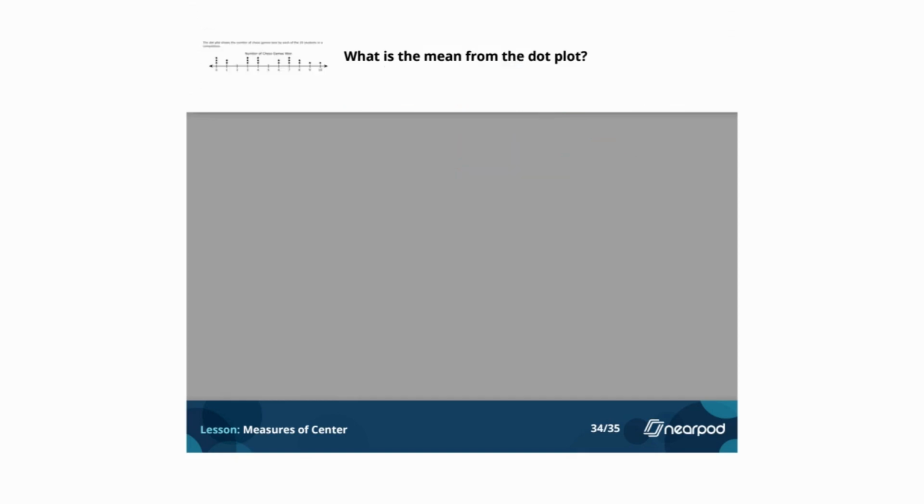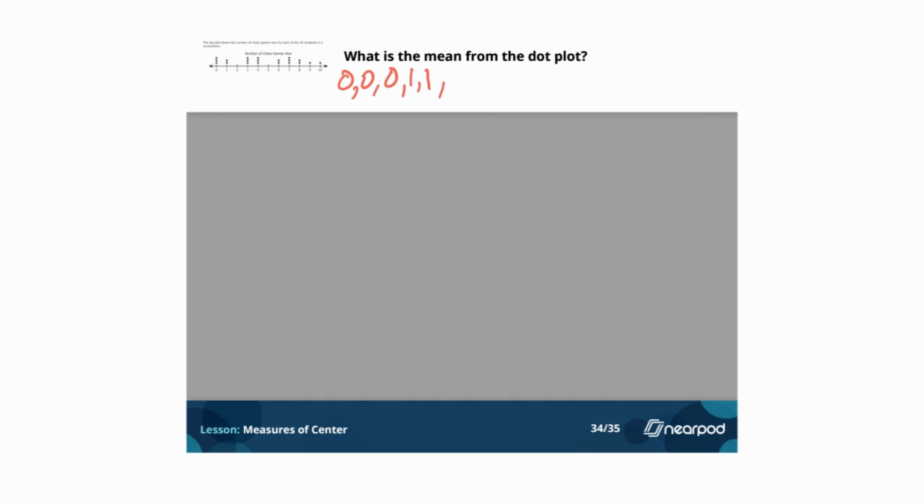Next one. What does it mean from the dot plot? So again, it's very important to know how to read data on the dot plot. So it says the dot plot shows a number of chess games won by each of the 20 students in a competition. So the way you read it, you start at 0. How many students won 0 games? There was 3 of them. So how many zeros do I put down? I put 3 zeros. 1, 2, 3. How many students won 1 game? There was 2 students. So 2 students won 1 game.